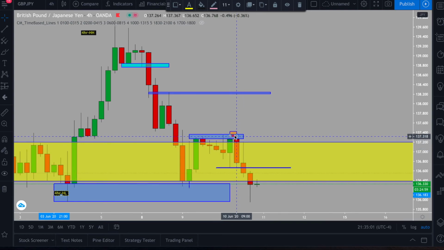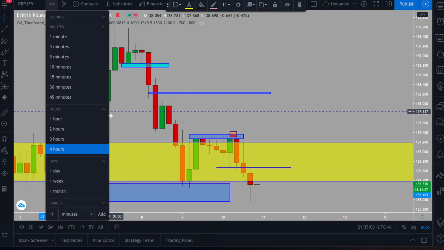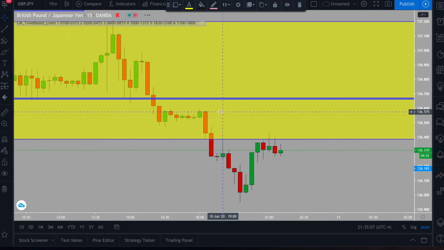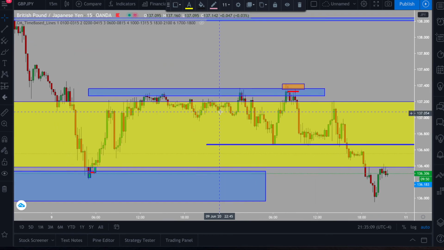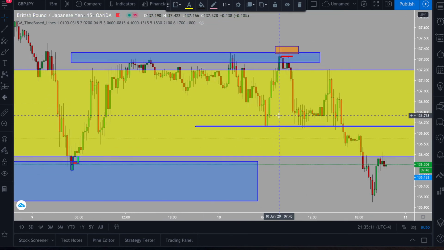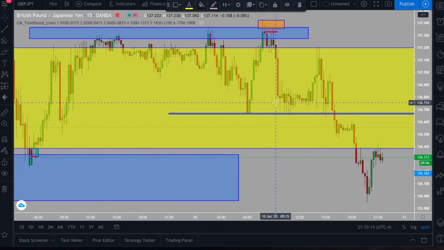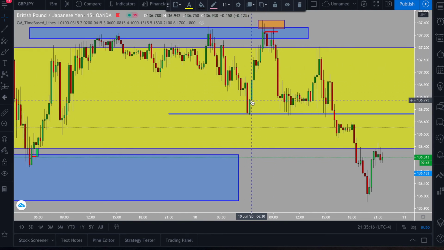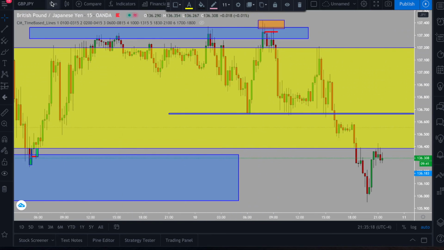Like I said, price was already at that area, so what I did was I went down to a smaller time frame. And what did I do? Let's see. Okay, so I see what I did. I was looking to see if some type of transition was occurring.